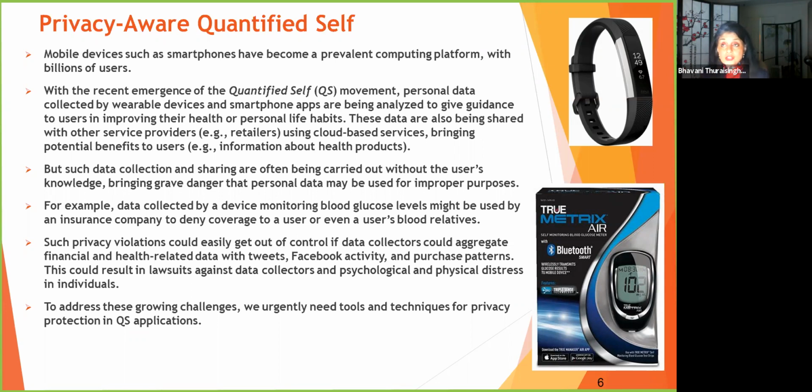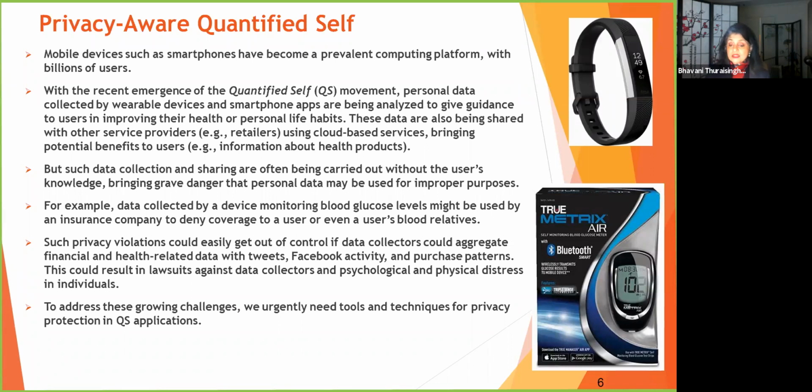But in order for it to do that, lots of information has to be collected about me. And what if that information is sent to my insurance companies, my healthcare insurance? Then the insurance could be denied, right? Saying that, oh, this person is eating so many chocolates, she could get diabetes, right? So data collection and sharing sometimes is being carried out without the user's knowledge, right? So data collected by a device monitoring blood glucose levels, if it goes to the wrong hands, then they might deny not only my coverage, but my parents, my siblings, my children, my grandchildren. So privacy violations could easily get out of control if these data collectors can aggregate various financial and health data and the tweets and Facebook and so on, and they could sell this information. That could be quite dangerous.